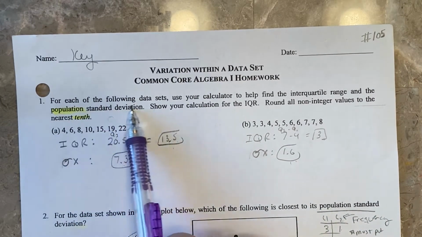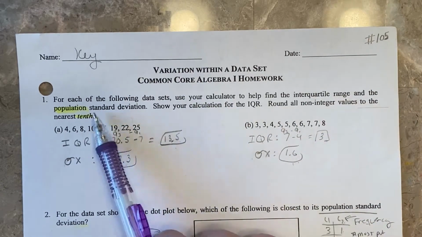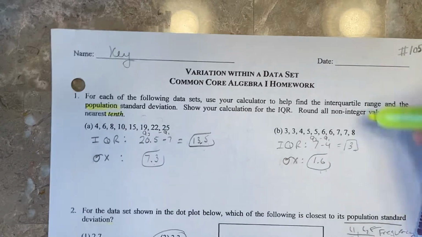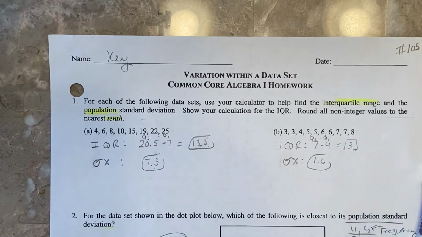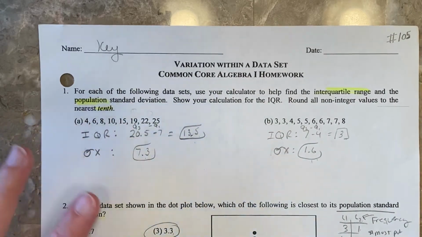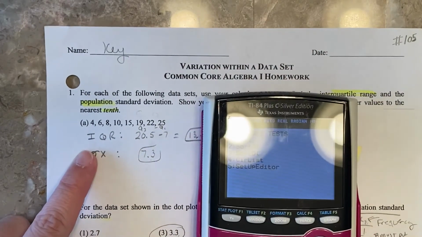Number 1, for each of the following data sets, use your calculator to help find the interquartile range and the population standard deviation. Show your calculation for the interquartile range and round any non-integer values to the nearest tenth. All right, so remember, interquartile range is Q3 minus Q1, and I'll just show you how to do that in the calculator for the first one.